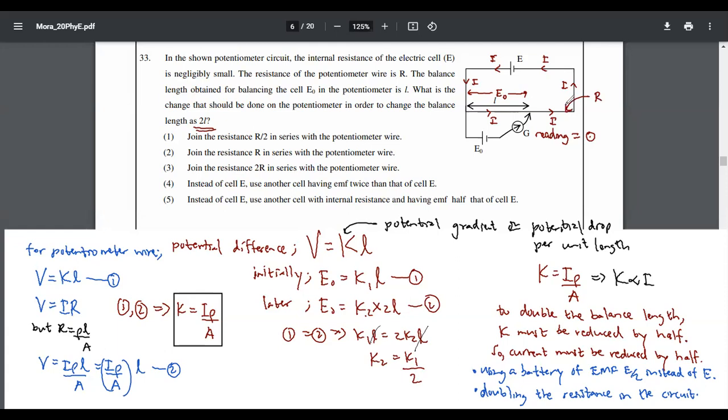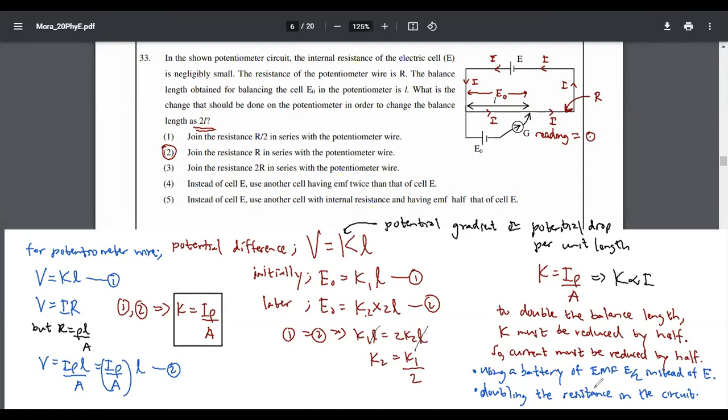Already the resistance of the potentiometer wire is given as R. Therefore, if I put another resistor in series with value of R, this condition will be satisfied. Therefore, for this question, the answer is the second one. Join the resistance R in series with the potentiometer wire. That would be the option. If you reduce the current through the potentiometer wire, K will reduce, so the balance length will increase.